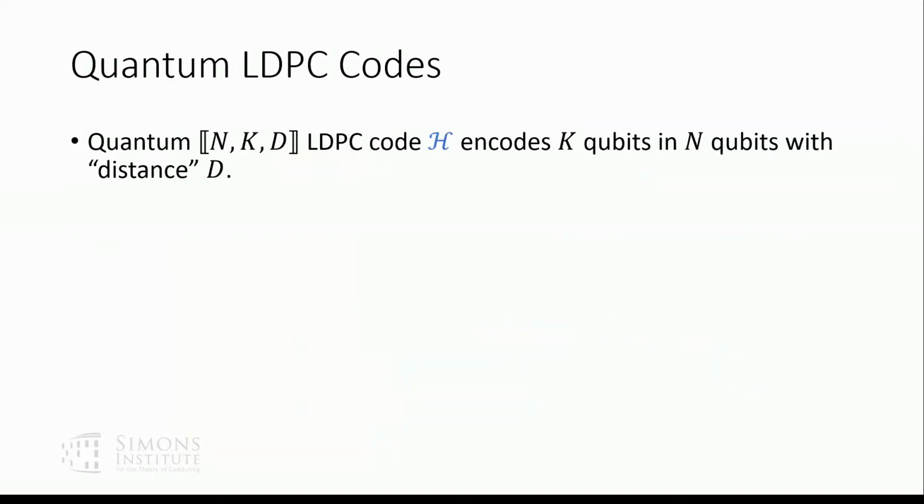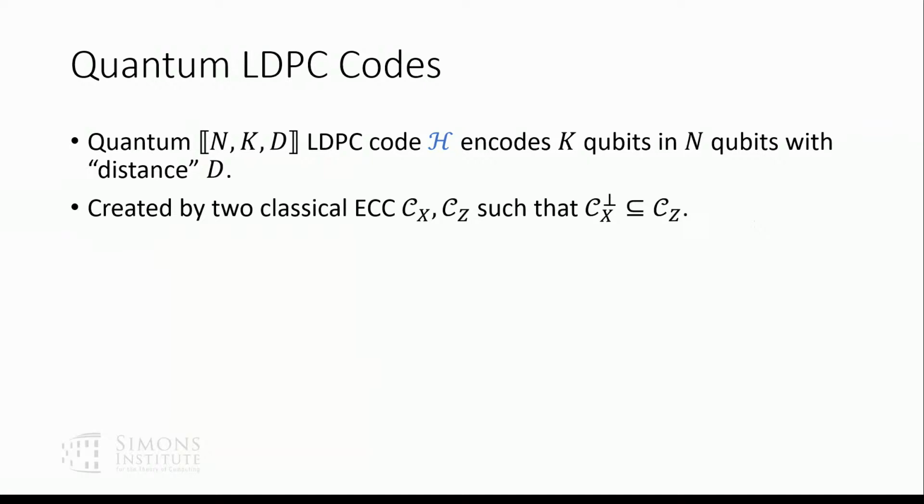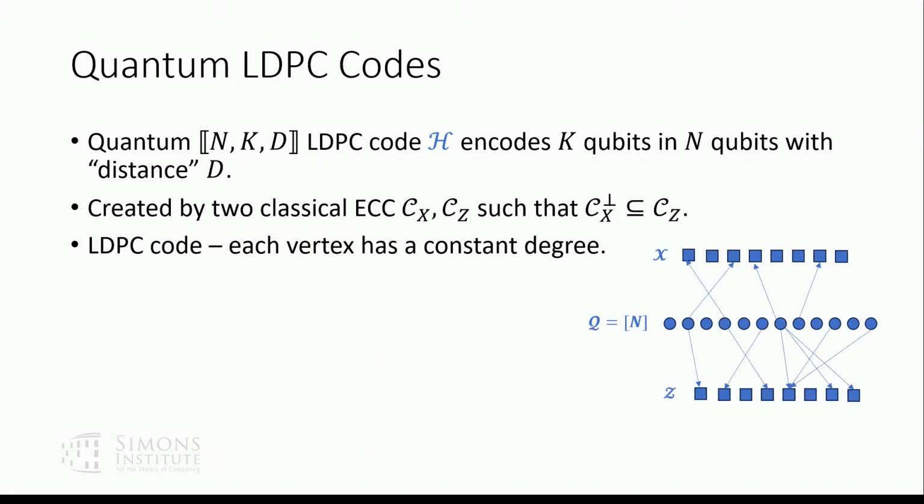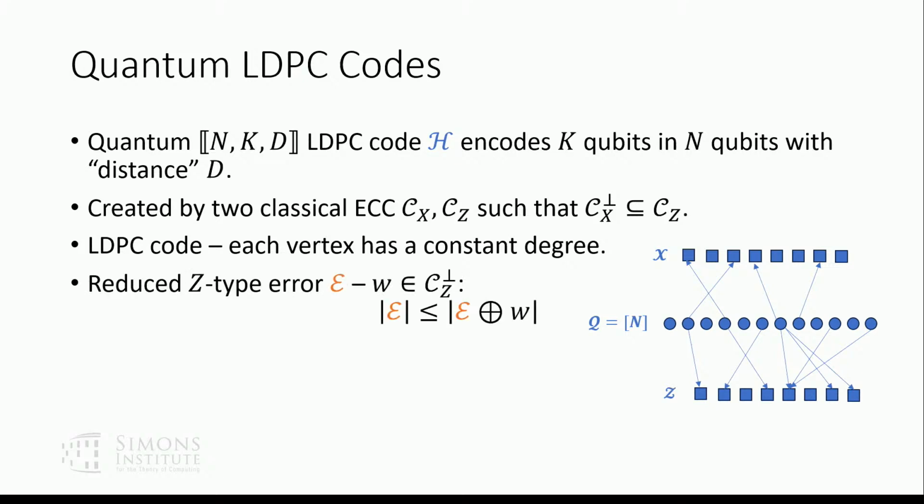So this is the classical LDPC code. In the quantum case, we have the same. We only use qubits. It's created from 2 classical codes. And again, each vertex here has a constant degree. And so in the talk, I'm only going to talk about correcting Z-type errors and we assume that these errors are reduced. So if, for example, we have this error, then we can flip this neighborhood of this vertex, and then we get an error that has a lower weight. So this is the error that we're going to consider.